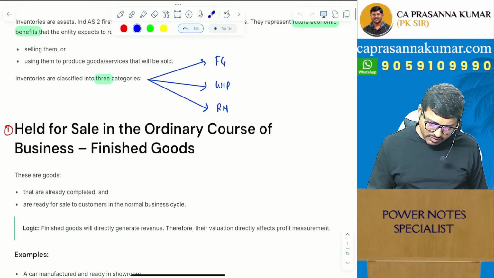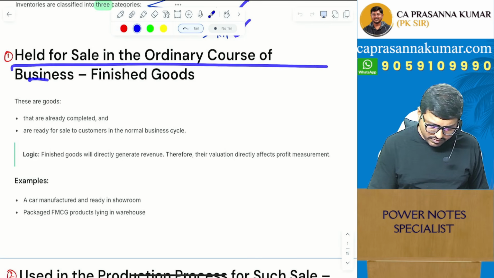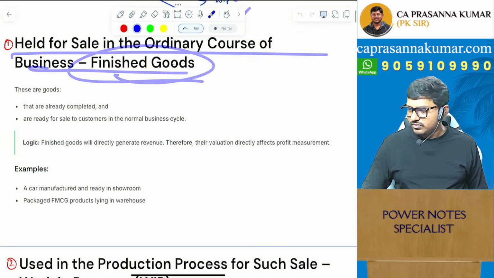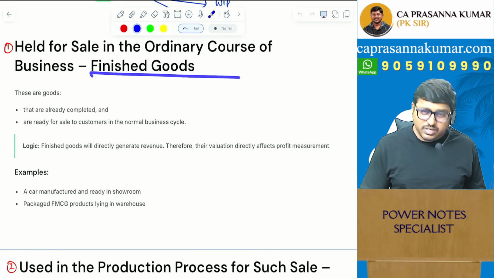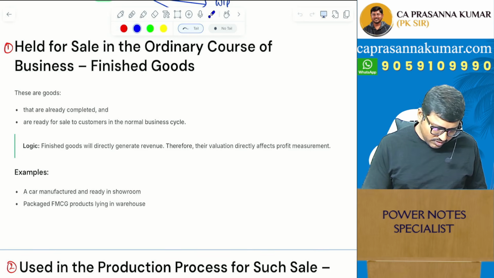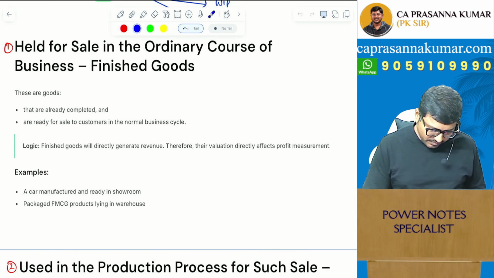Now let's see one by one. Let's try to understand what you mean by finished goods, then what you mean by WIP, then what you mean by raw material. First, let's start with finished goods. Now, the first one is finished goods. So that's obvious. Finished goods are nothing but goods that are already completed. Once they are completed, obviously they are ready for sale, right?